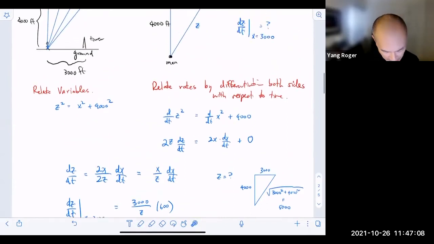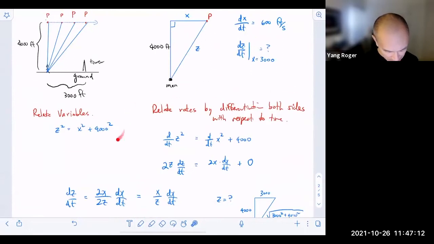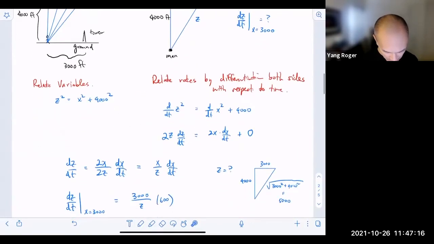So the modeling stuff kind of ends right here. Everything up above here, that's the modeling part. And then everything over here, this stuff is the calculus part. Does that make sense?